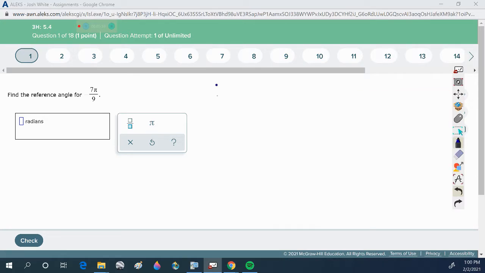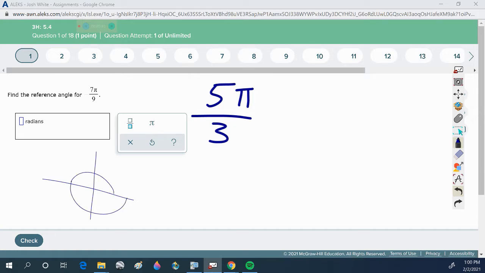Okay. What about 5 pi over 3? What quadrant does that land in? How far is that? 3/3, that's 6/3. So 5/3 would be right there. How big is this angle? 1/3. And again, the reference angle is always positive.